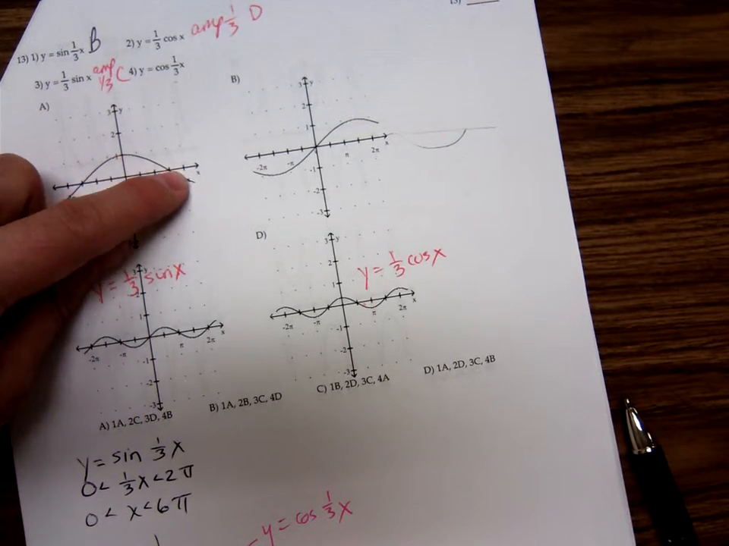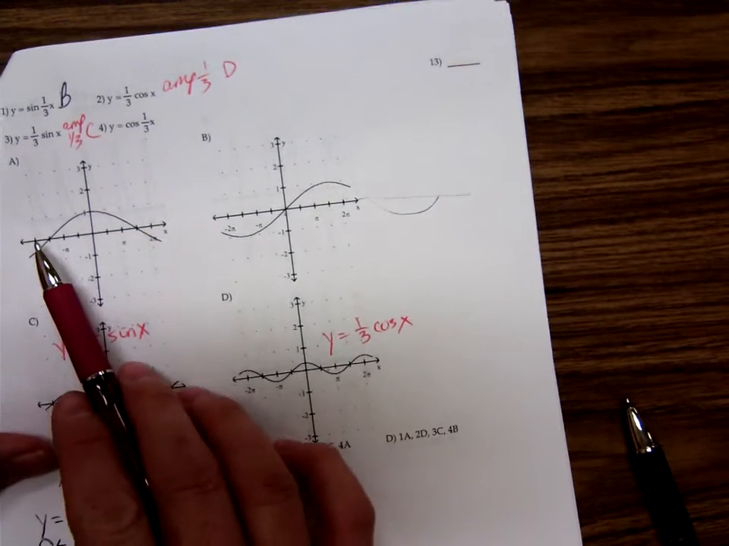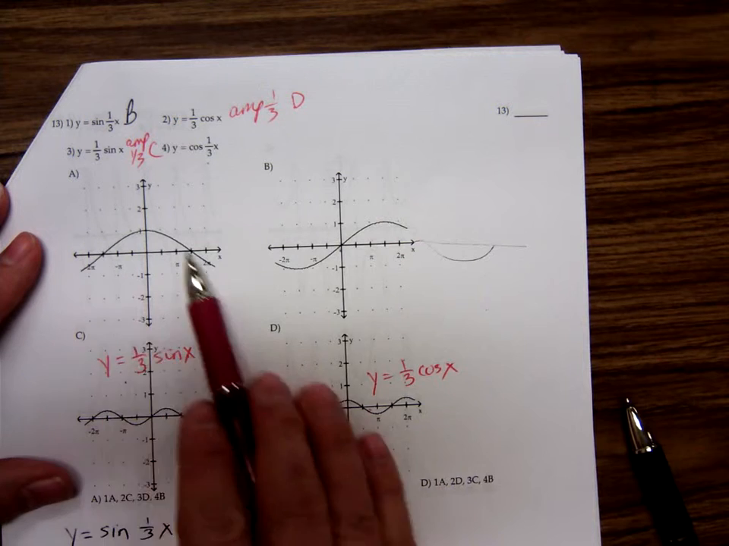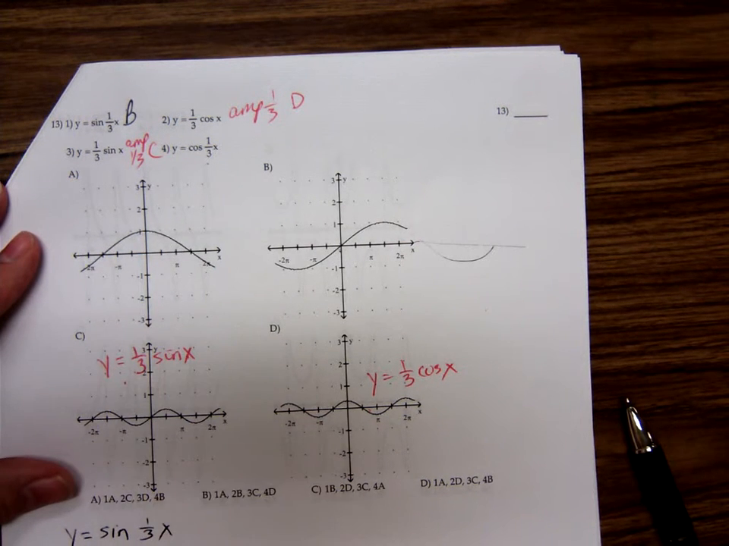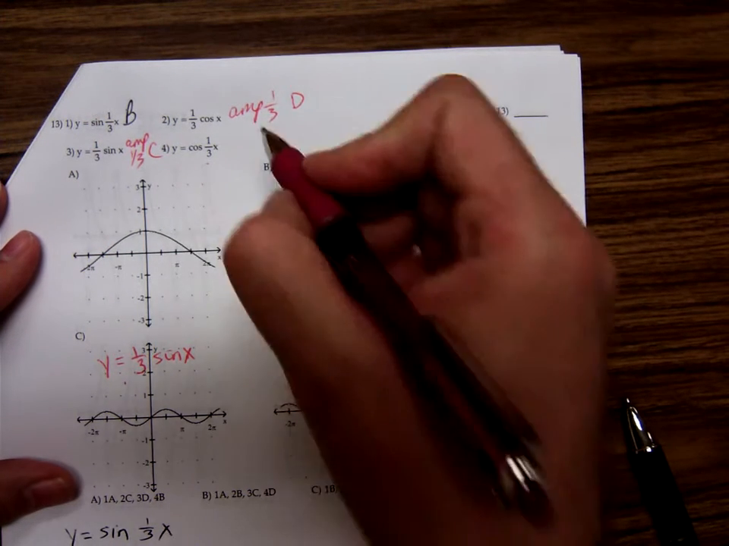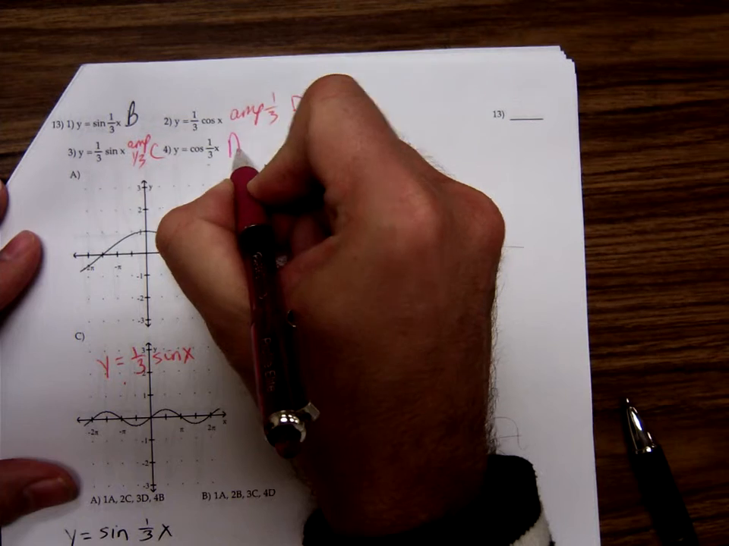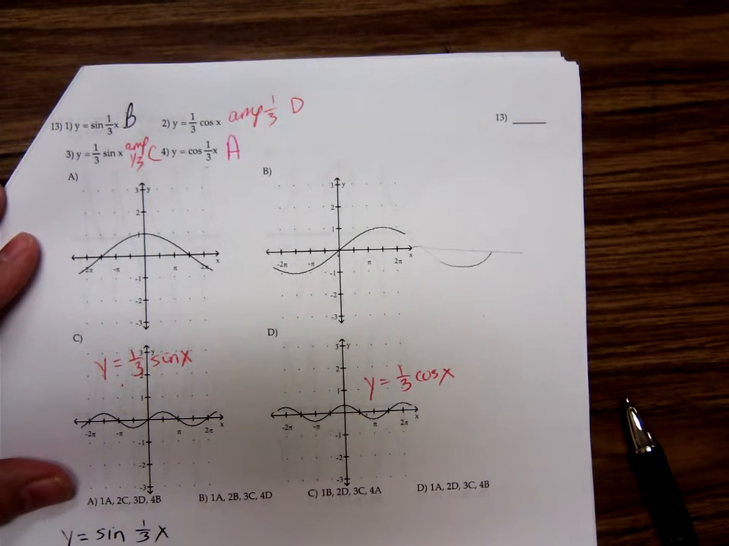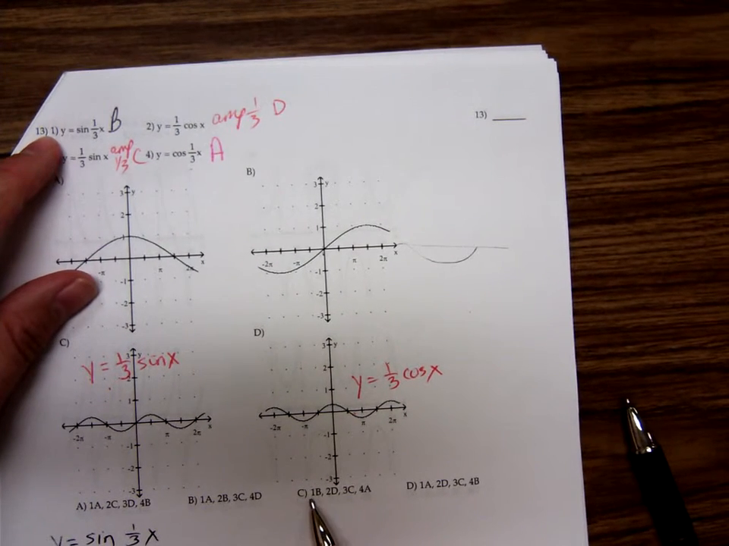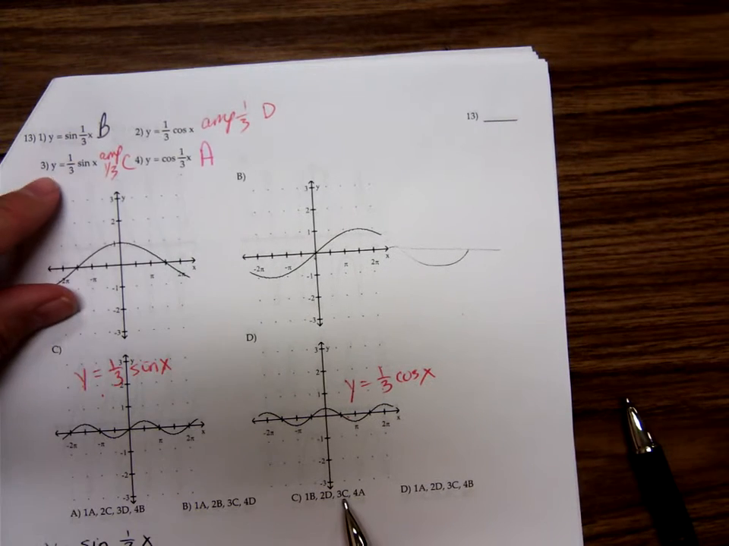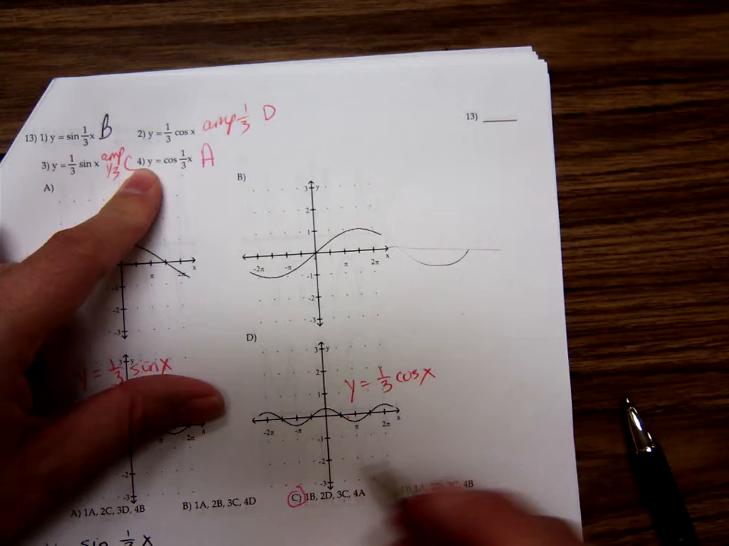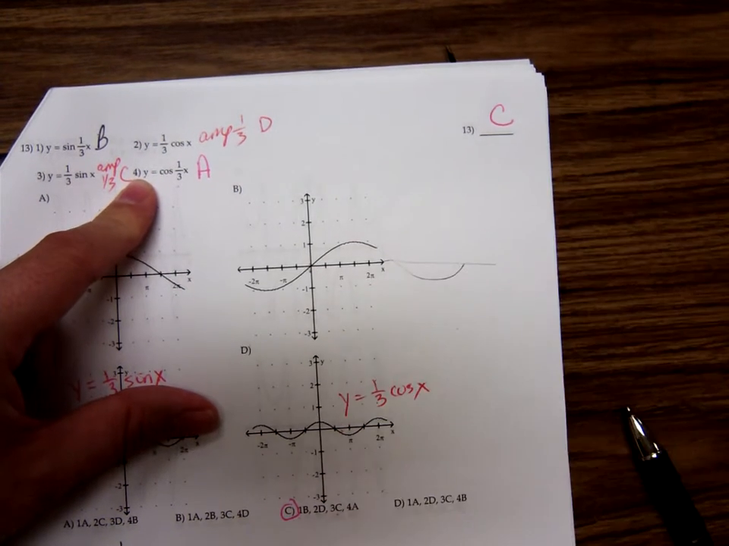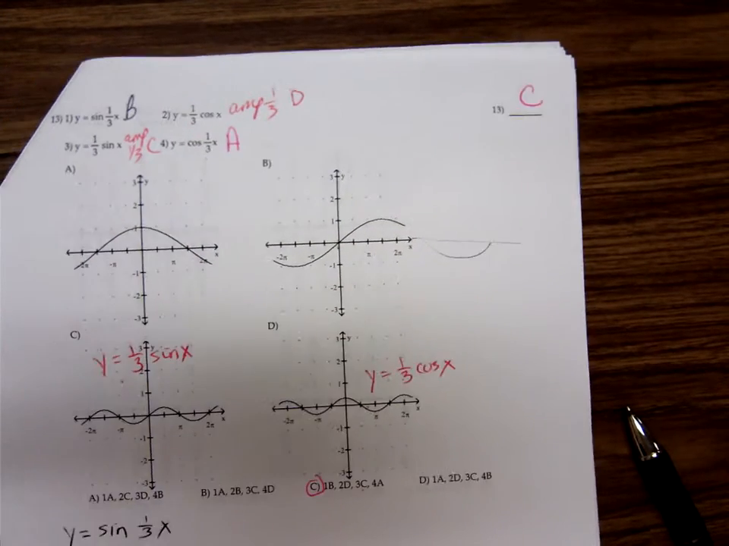Ooh, notice these graphs are cyclic, so they continue on and on. So this one's only showing from -2 pi to 2 pi. It didn't show one complete cycle. So that was A. So let's see, which one is 1B, 2D, 3C, 4A? That one. And that C there is our answer.